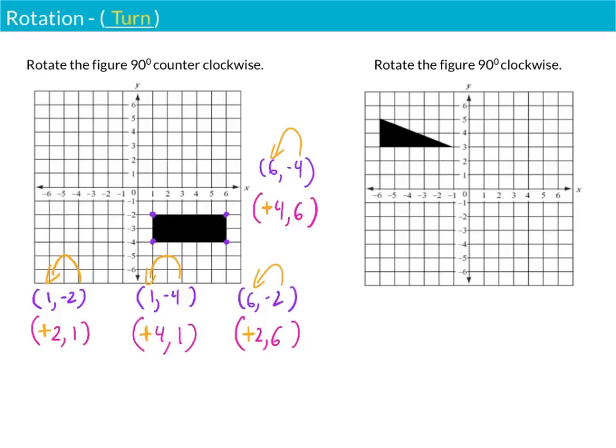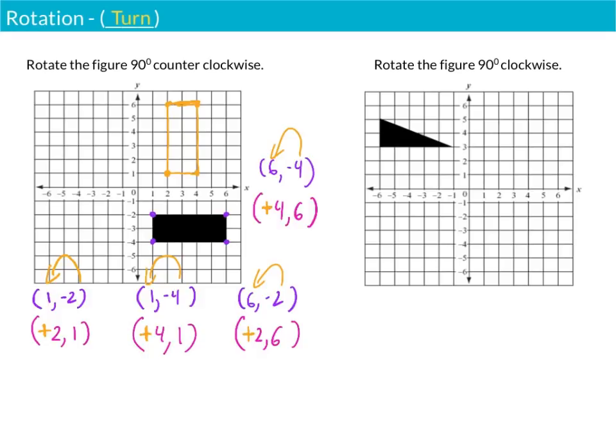So we've got positive 2, positive 1. We've got positive 4, positive 1. We've got positive 2, positive 6. And we've got positive 4, positive 6. And notice that I have rotated my rectangle 90 degrees. So it looks like it just turned counterclockwise 1 turn. And I did that by switching my points and figuring out which one I need to rotate.